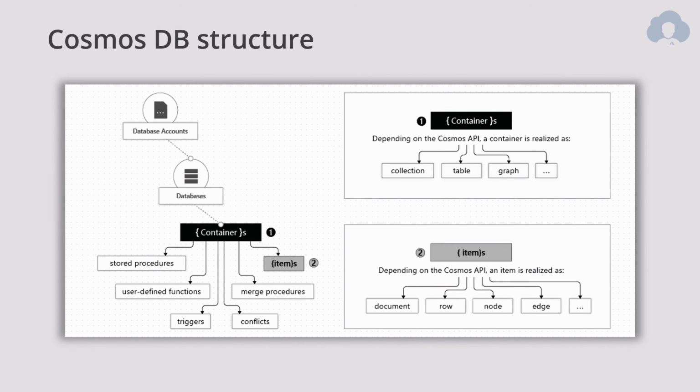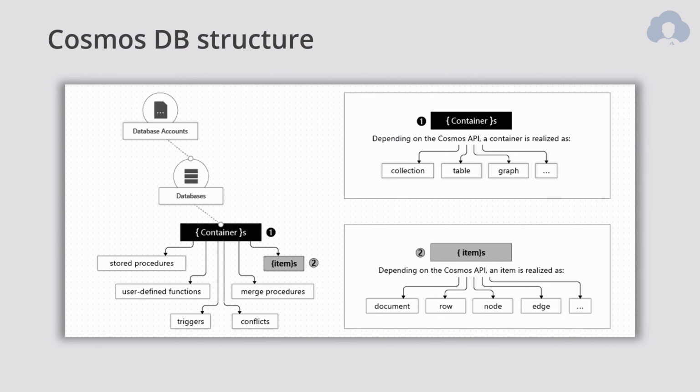Cosmos DB structure is fairly simple. What we're going to be creating in a second is a database account. It's a top-level resource in Azure, but underneath it, you can have one or more databases. This is the equivalent of your SQL database. Within that database, you have something called a container. You can think of a container like a table, and each table has rows of data called items.